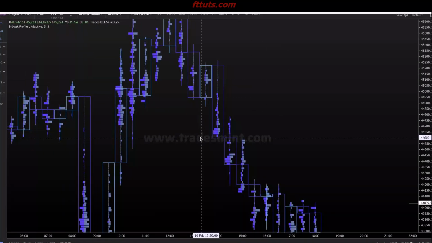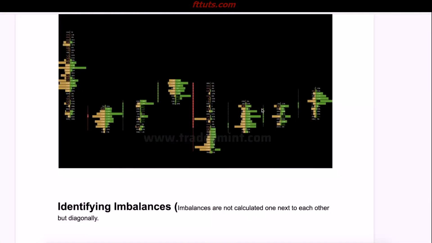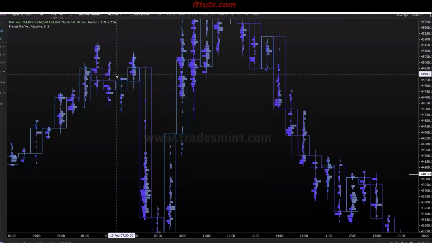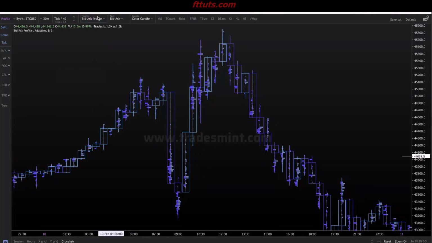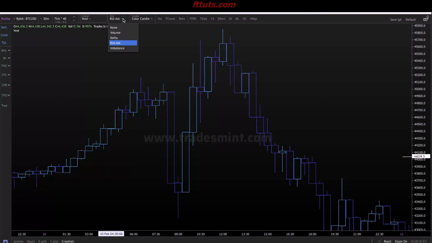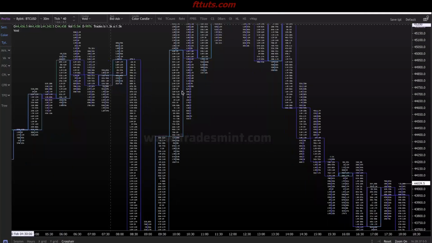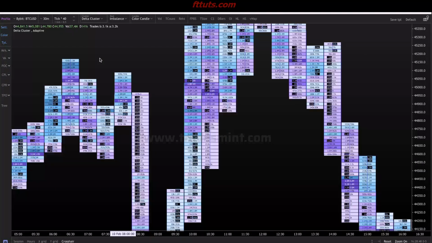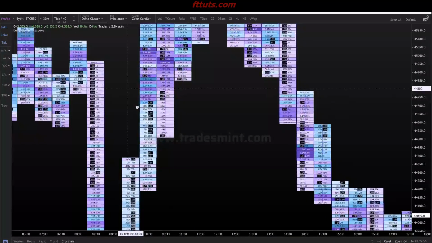Now, another way to identify trapped traders is by looking at something called imbalances. Imbalances are on the bid-ask profile, or rather the bid-ask text. We want to click imbalance, and I'll zoom in here to show you what that looks like. Essentially, it's going to highlight certain areas of the bid-ask profile. And if we put on, let's say, a delta cluster, we can see this more clearly. Where we have the box behind the number, that's showing us that there is an imbalance there.